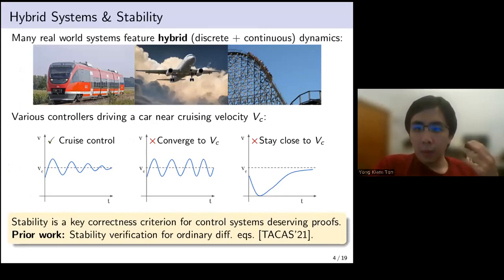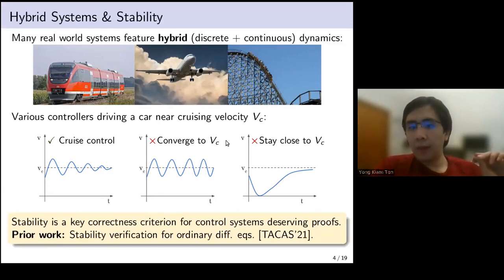So to motivate stability a little, I want you to think about being in a car that's being driven by a cruise controller. So if you plot the velocity time graph of your car, you probably think of something that looks like this, where the car's initial velocity is somewhat close to the cruising velocity, then the cruise controller is going to drive the car closer and closer to the cruising velocity over time. So this is an example of what we would think of as a stable cruise controller.